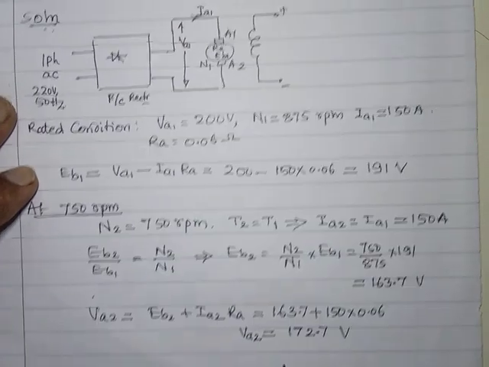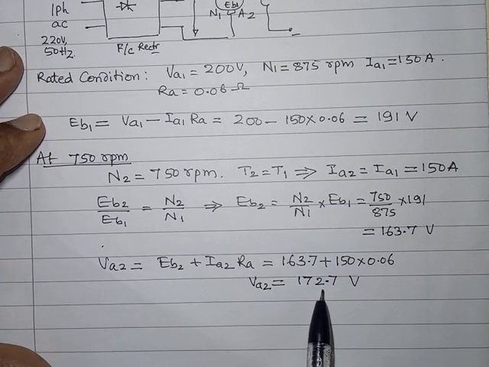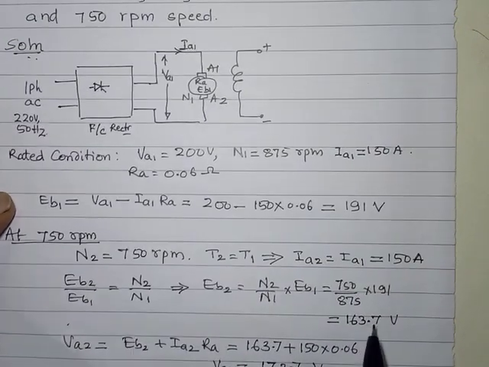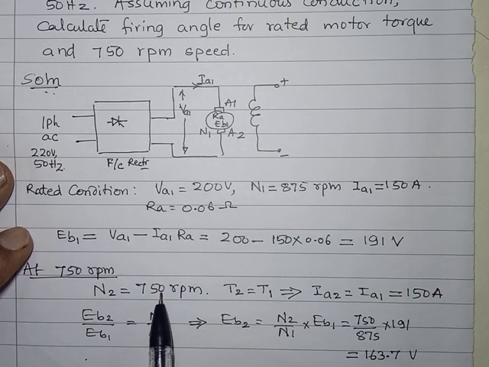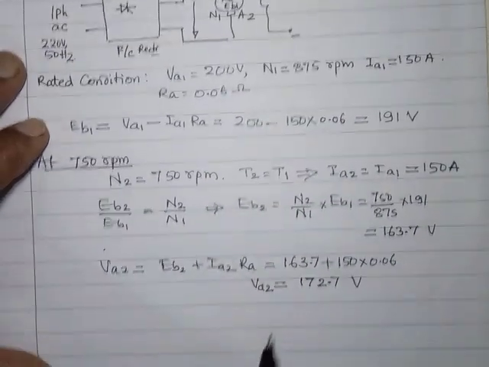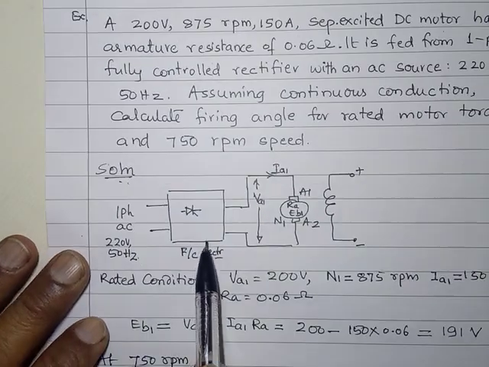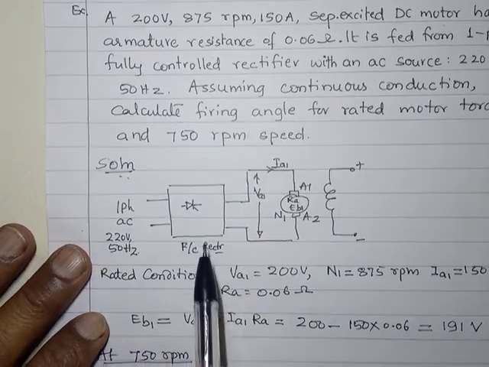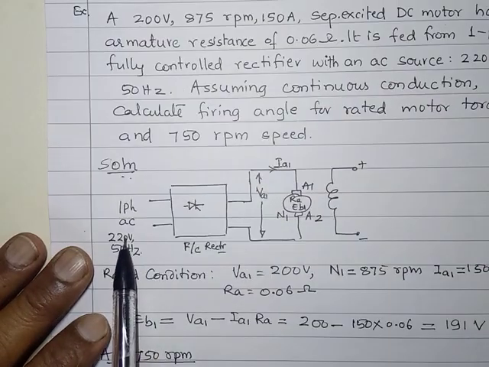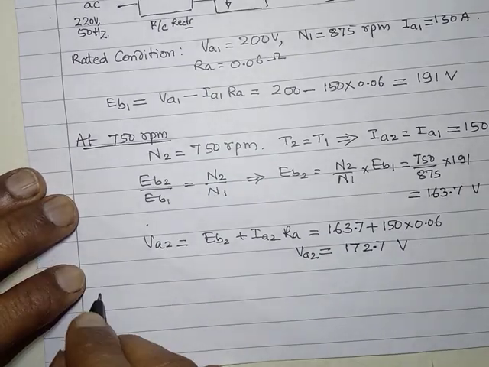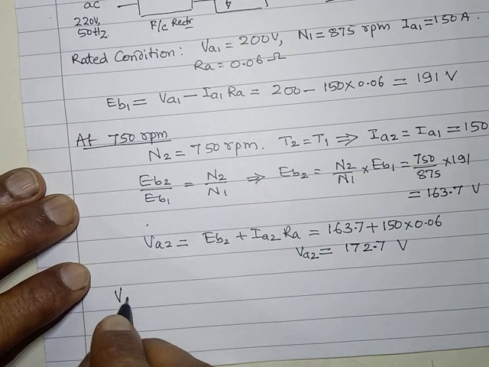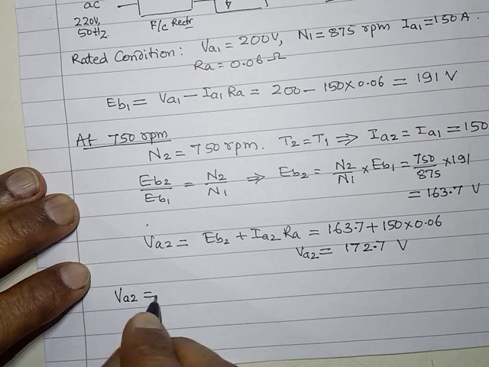What is that? It means I have to have this much VA2 so that I will have this much EB2, so that I will have this much speed. To get a speed of 750 RPM, I have to have this much of VA2. And how do I get this VA2? From this voltage, by suitably having the firing angle of this. That is where I require the relation between the input and the output of the full control rectifier.